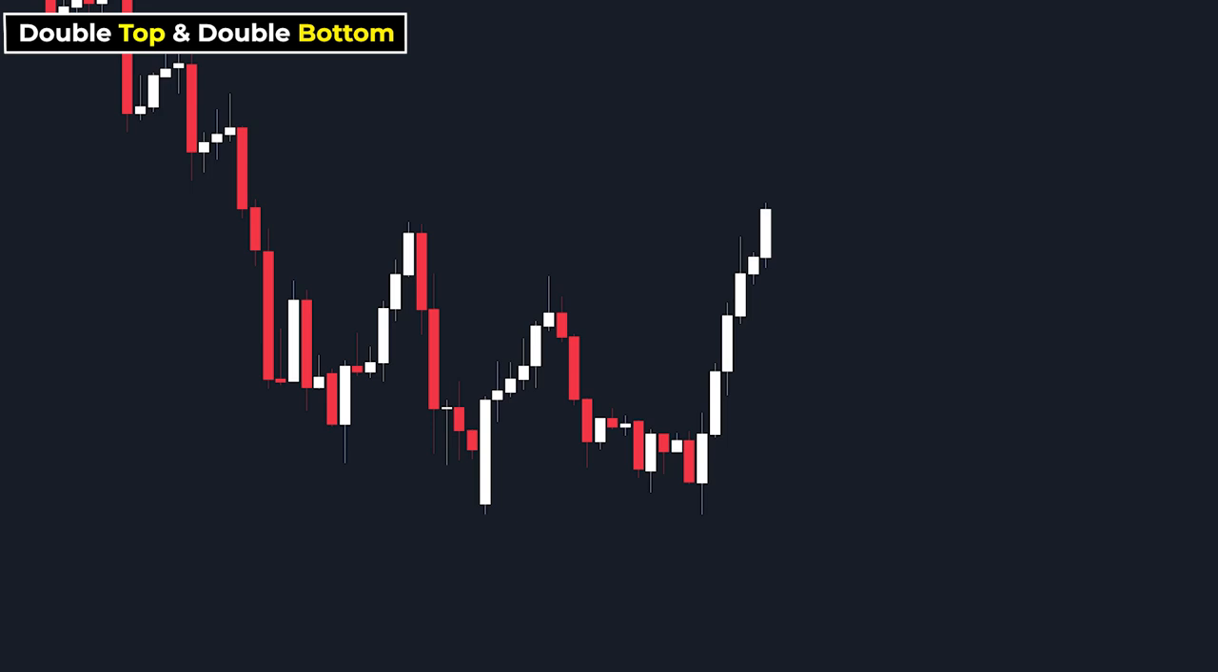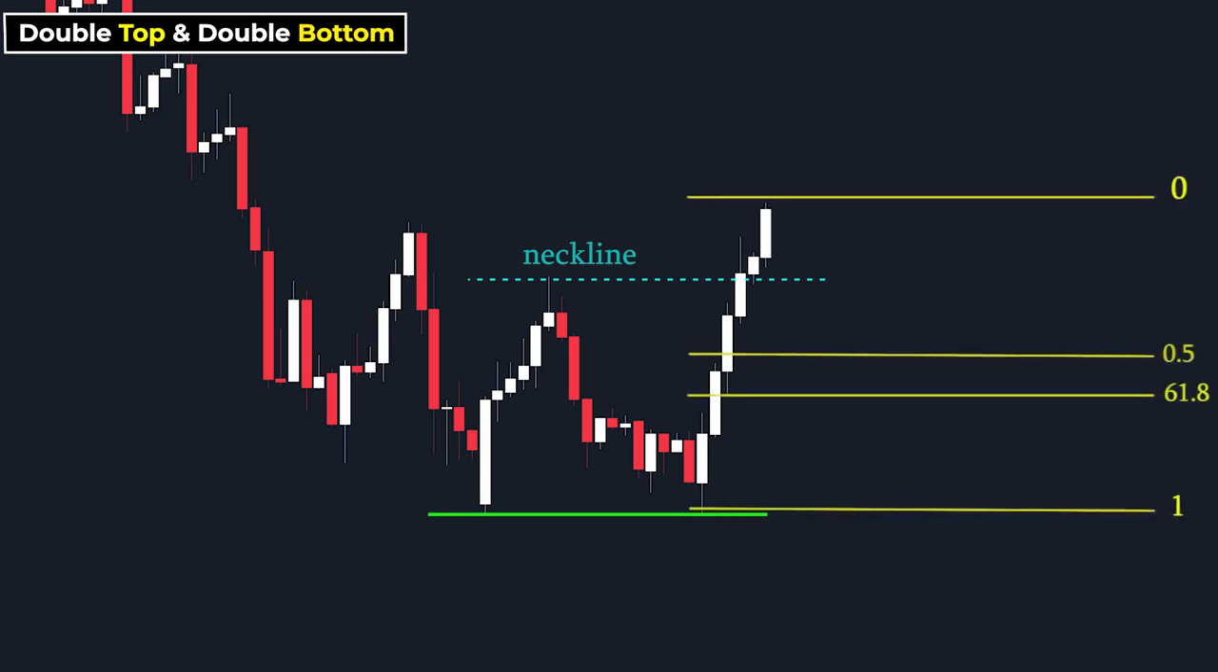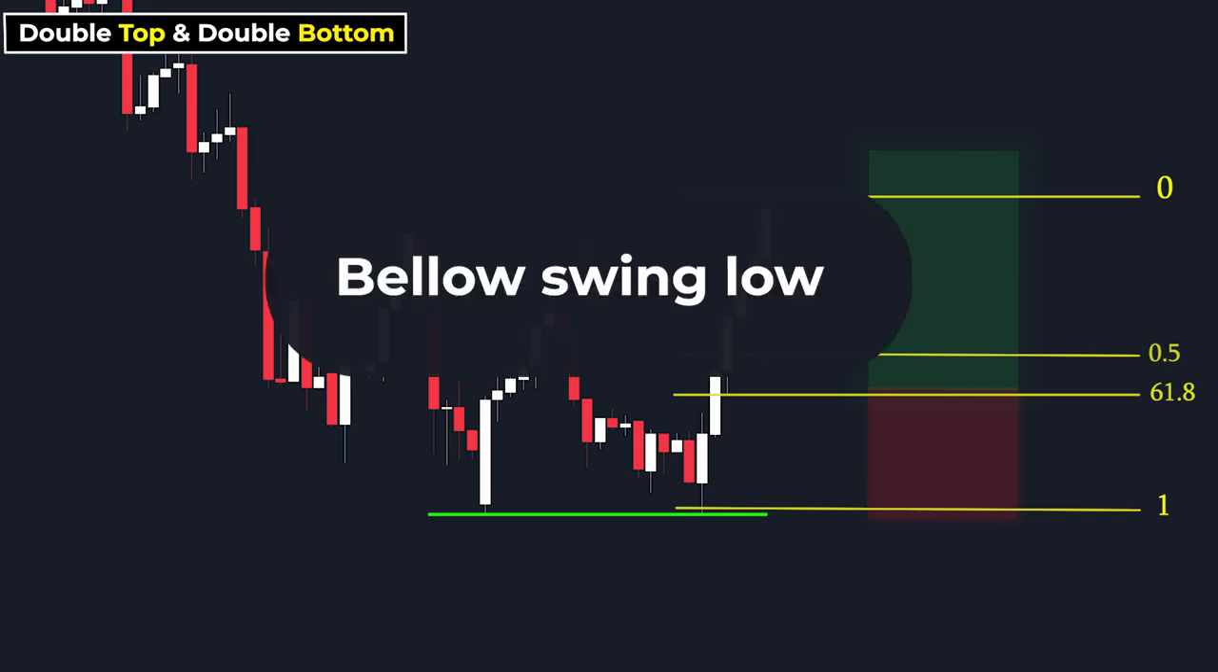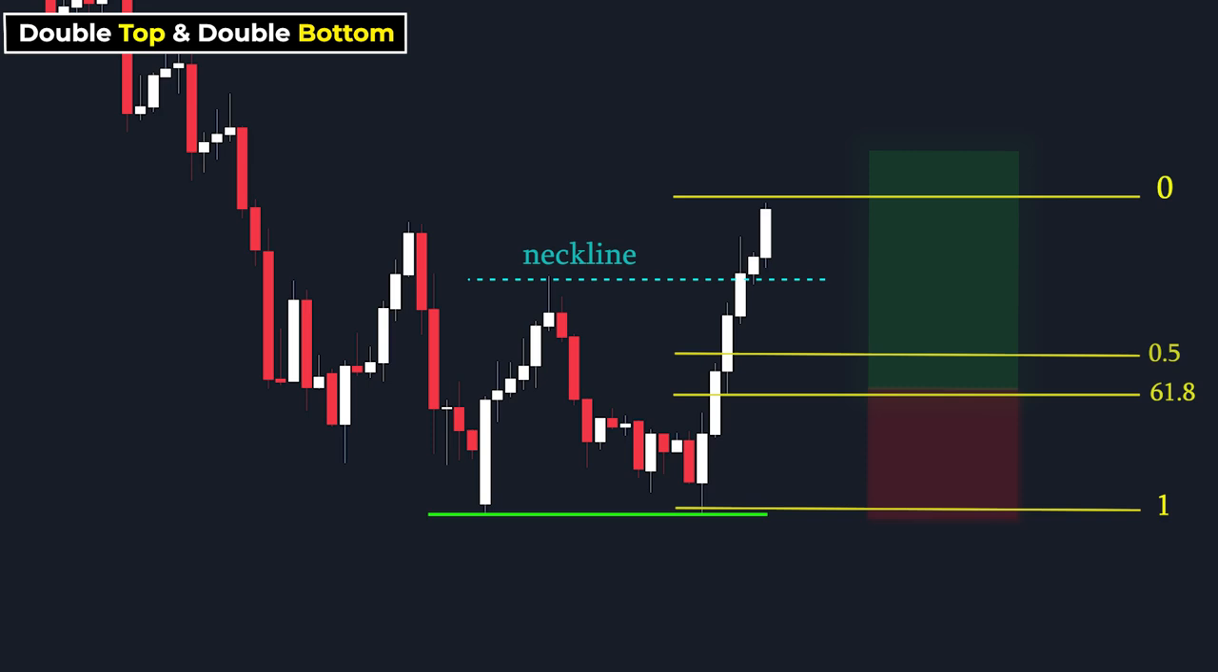The same applies to a bearish scenario. If the price rejects a level twice and breaks below the neckline, the Fibonacci retracement tool can be used to find an entry at the 61.8% retracement level. The stop loss is set above the previous swing high, and the target is the next level of market structure.